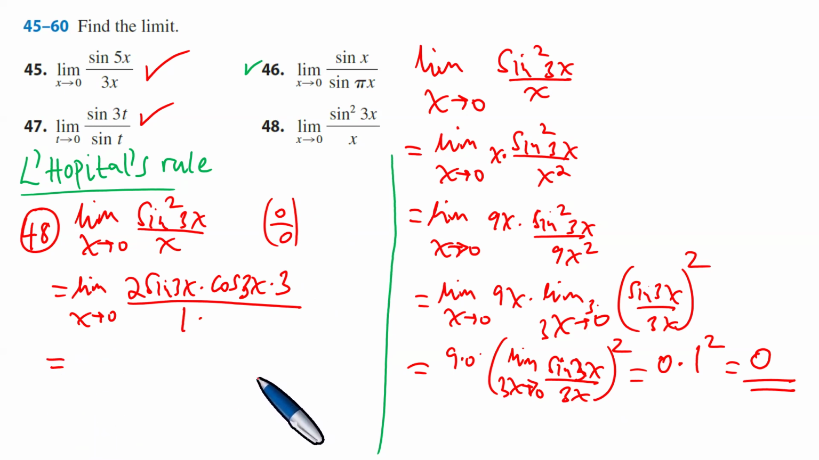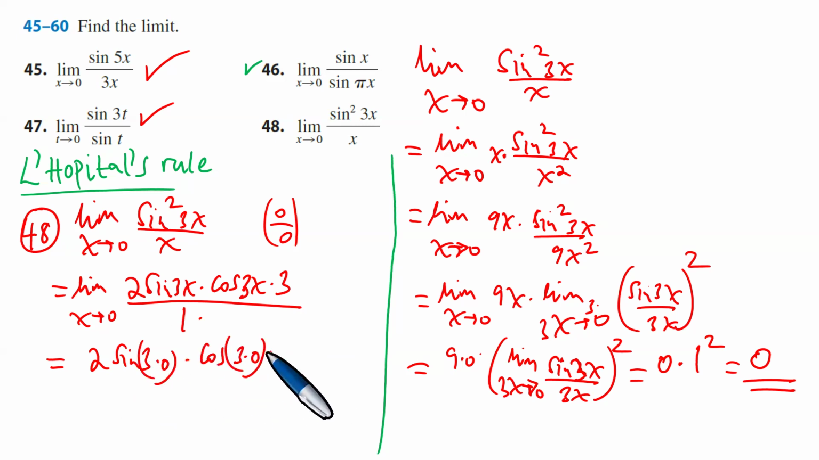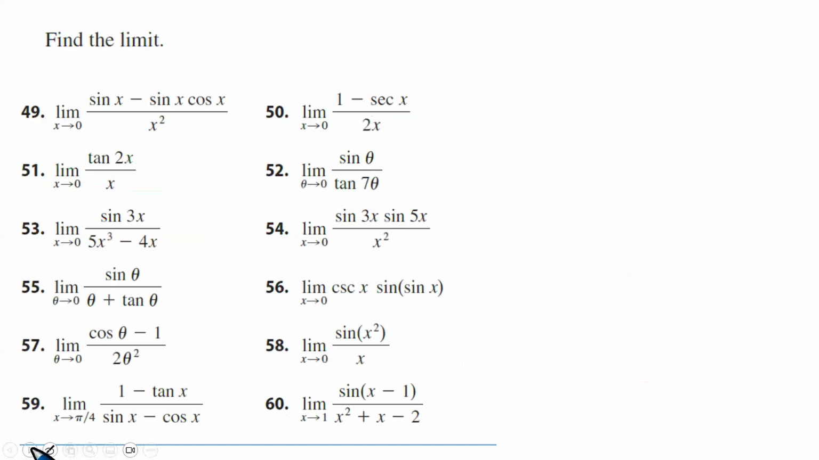Now we use the chain rule to find the derivative of this. So it's 2 times sine of 3 times 0, cosine of 3 times 0, times 3. Sine 0 is 0, cosine 0 is 1, times 3, which is exactly 0. So the answer is 0. Any questions so far on this one? No questions. So indeed, the answer is 0 either way. Let's look at the next question.